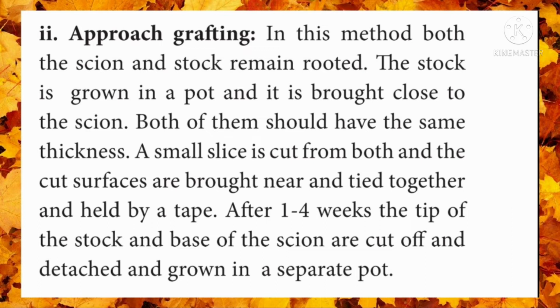two branches from the two plants with the same size and make a small slice, that means a small cut, and these cut portions are joined closely with each other and held by a tape. After 1 to 4 weeks the tip of the stalk and the base of the scion are cut off. At that time the branches will produce leaves, so that they are growing, and are detached and grown in a separate pot as a new plant.